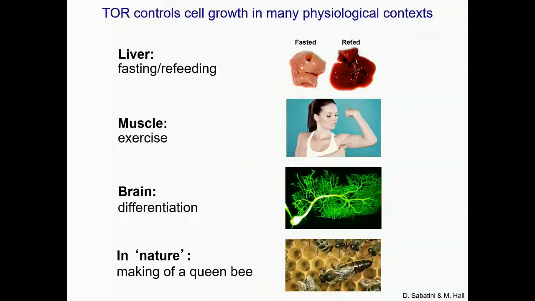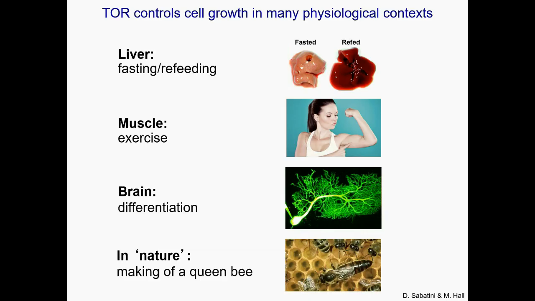It's also important to realize that TOR controls growth in many other physiological contexts. For example, here are some of my favorite examples. If we fast or feed, our liver changes in size, and this is due not to acquisition or loss of cells. The existing cells change in size. One example you'll all be very familiar with is muscle. If you exercise, your muscles get bigger. And again, you don't acquire more muscle cells, but your existing muscle cells get bigger. And this has all been shown to be controlled by TOR.